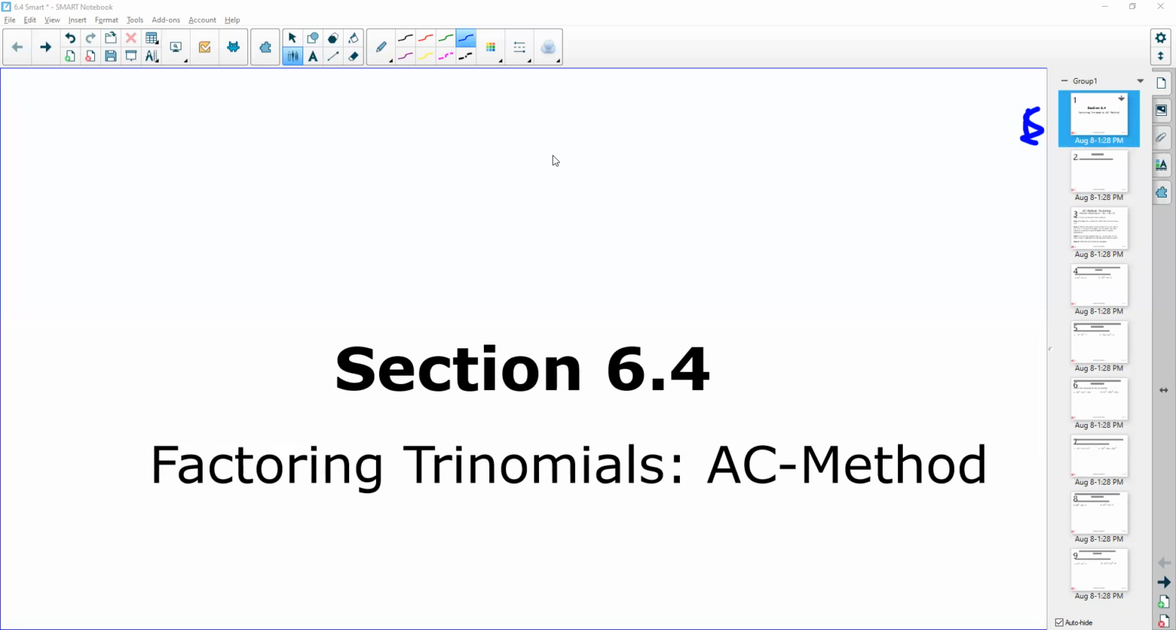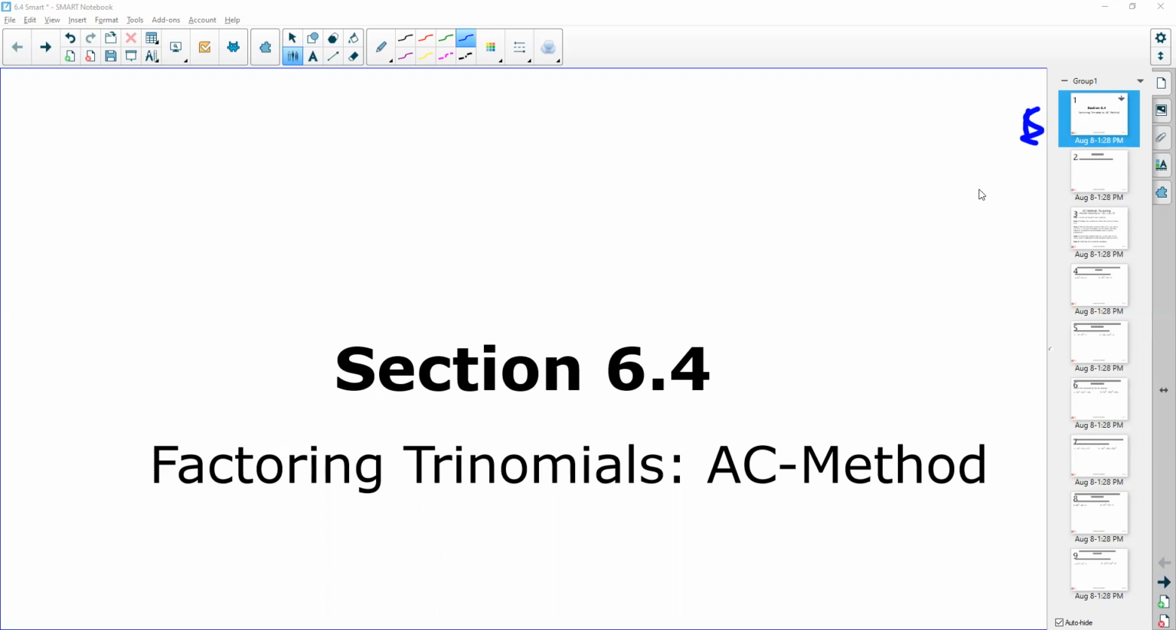Hi, everybody. I wanted to start the notes for 6.4 here. So this is the AC method for factoring trinomials. The one thing you should know going into this lesson is if this is the only process you want to use, it will work every single time, no matter what kind of trinomial you have. So it's totally acceptable if you look at this and you're like, yep, I'm going to do everything like this. That is fine.